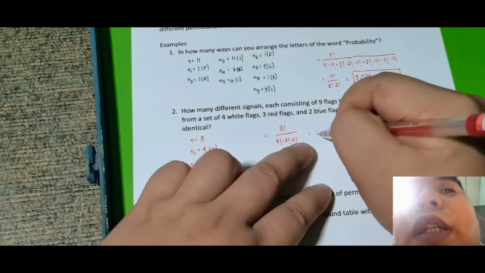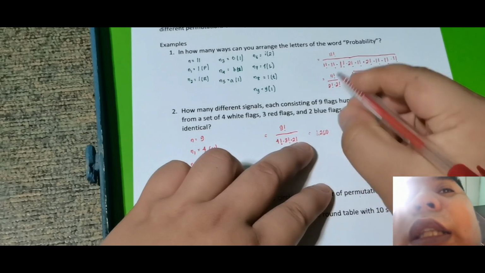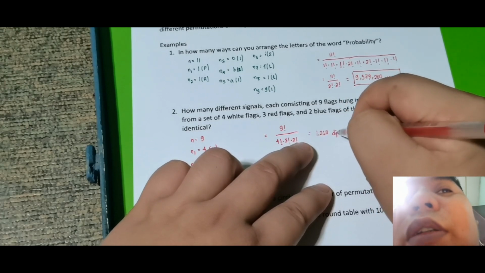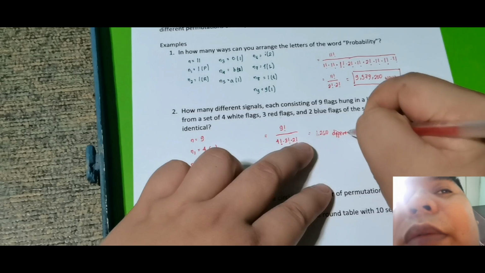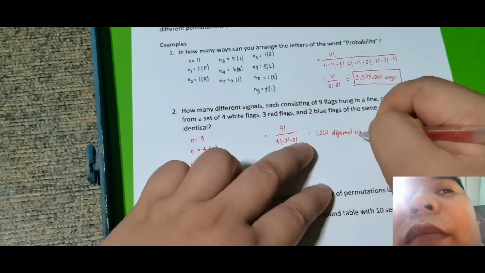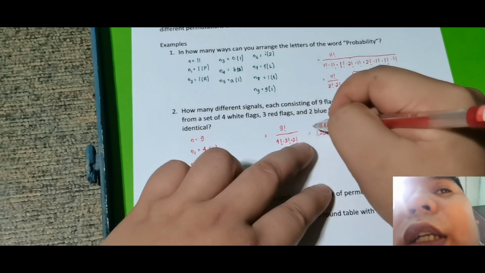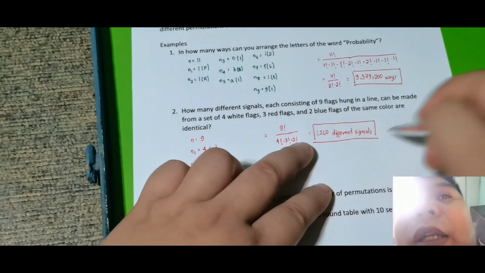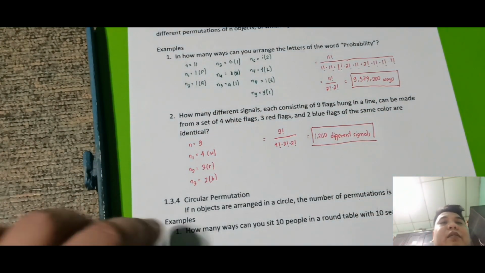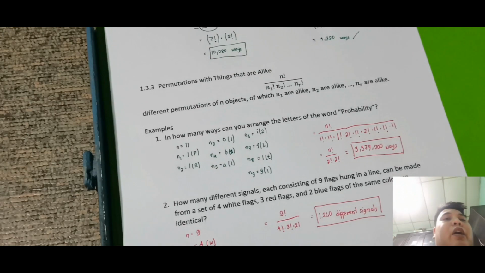So this is 1,260 different signals. So pwede naman yun. Kung ano rin inaas, okay lang din naman lagay. Okay, so ganun siya kasimple. So ganun naman yung ating permutations with things that are alike.